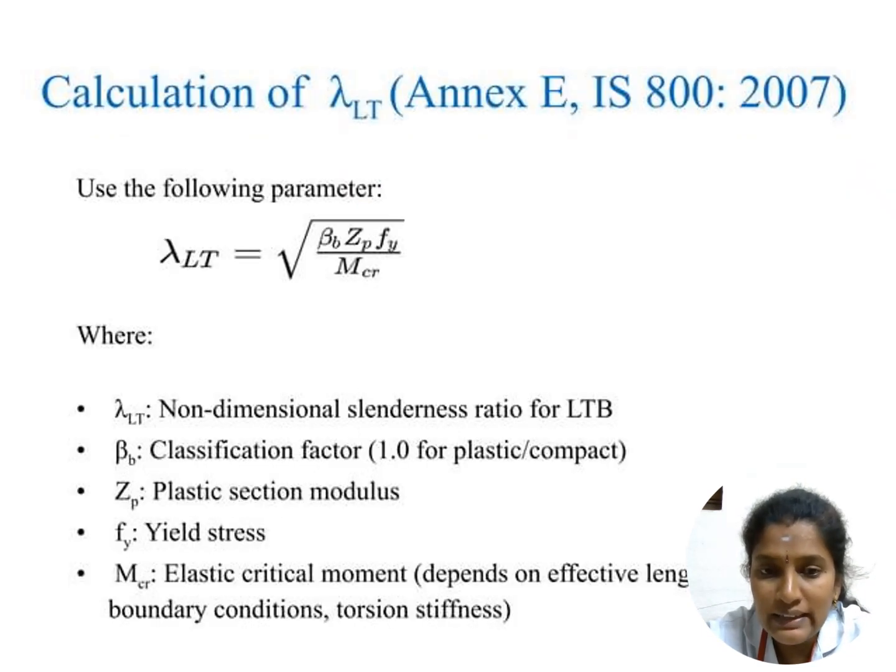Here the calculation of lambda LT can be done using the non-dimensional slenderness ratio for lateral torsional buckling. How can it be calculated? The same calculation will be followed here: the classification factor, the plastic section modulus, whether it is semi-plastic or plastic, whatever it may be, and the yield strength. Finally the elastic critical moment mainly depends upon the effective length, the boundary condition and the torsional stiffness. This will vary with the criteria; that is the MCR value, right?